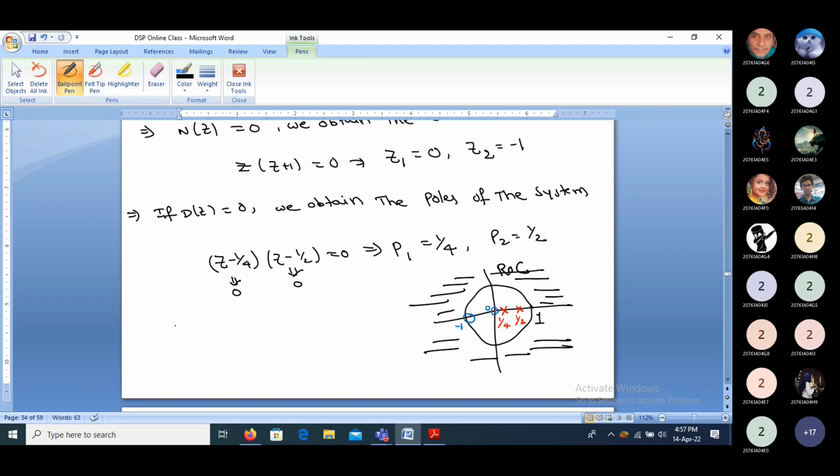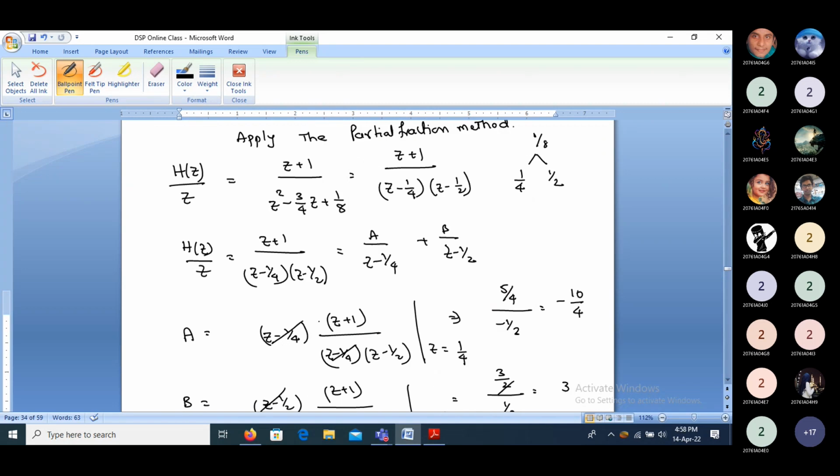So the property of the ROC is also proved, and the system is causal. Why? Because the ROC is greater than 1/2. And it is stable. Why is it stable? All the poles must be inside the unit circle. So based on the pole-zero plot, we can verify whether the system is stable or not.